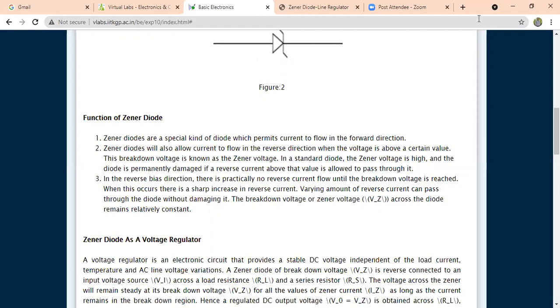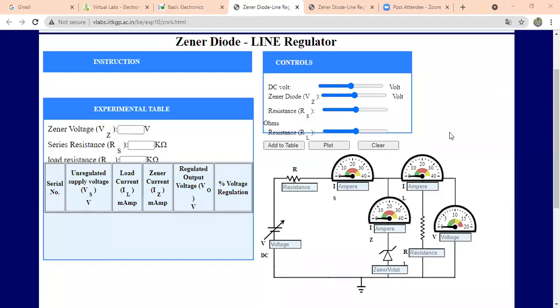Okay. So this is the theoretical part of your Zener diode, which we're going to study. This is a circuit representation of a Zener diode as a voltage regulator. This is your input supply, the DC voltage. This is your series resistance. This is your ammeter, the current value that is given as an input. This is the current value that is given as the output.